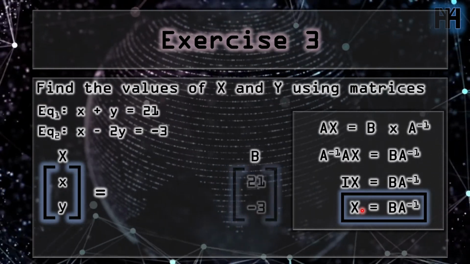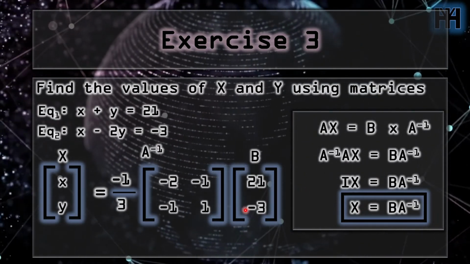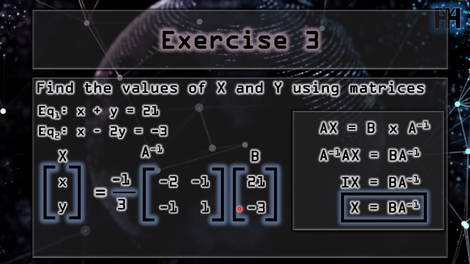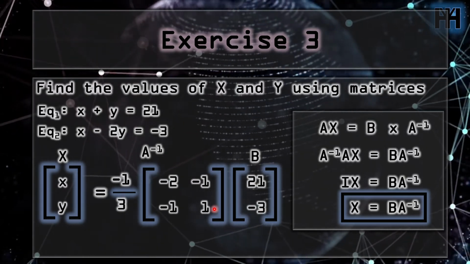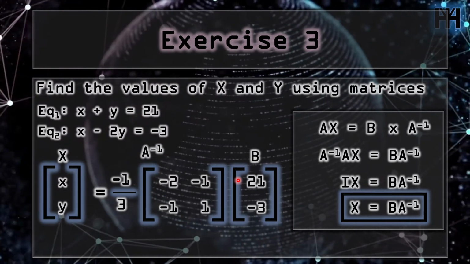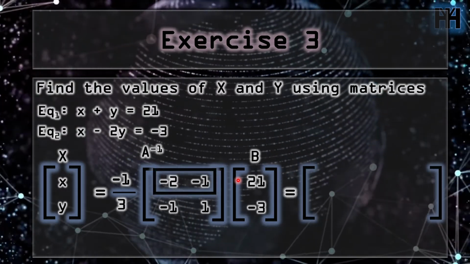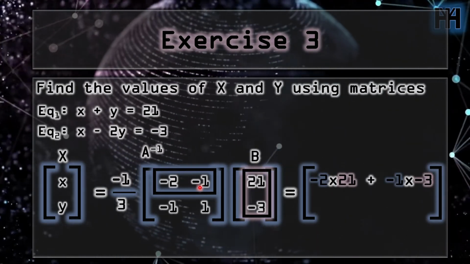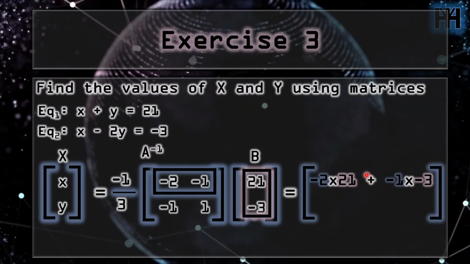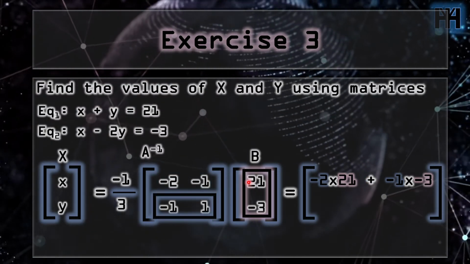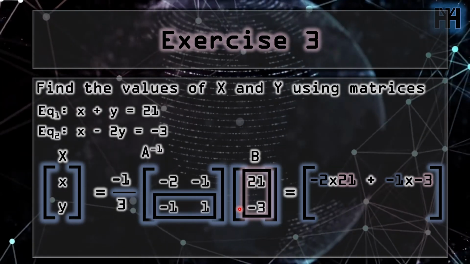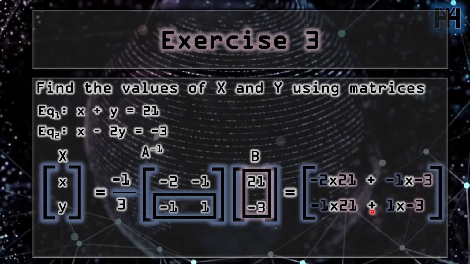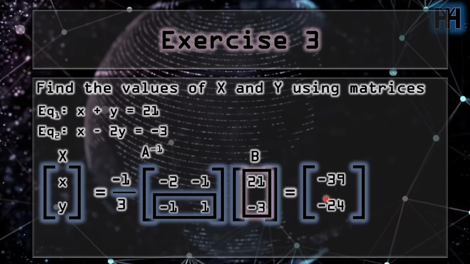X will be equal to A inverse times B. So we have the A inverse, -1/3, and -2, 1, -1, -1, and B, 21 and -3. Let's multiply these two matrices first. We get the first row with the first column: -2 times 21 and 1 times -3. And the second row with the column: -1 times 21 and -1 times -3. Calculate the result. So it will be -39 over -24.